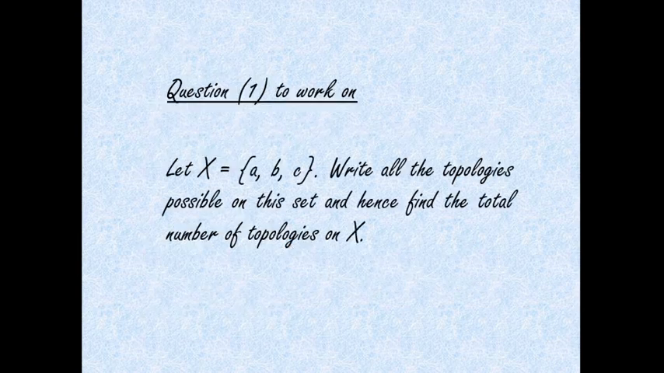So next is also an example which you have to work on. This is the first question you have to work on. Suppose X is equal to the set A, B, C. Write all the topologies possible on this set and hence find the total number of topologies on X. This is your first task.